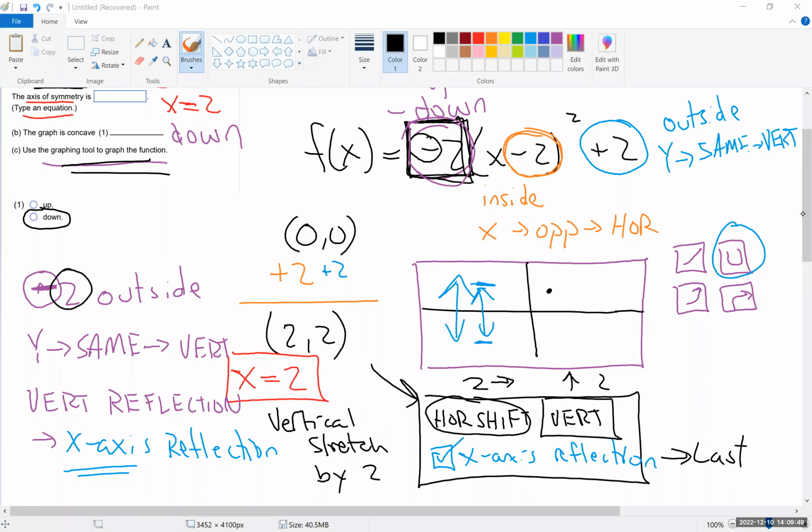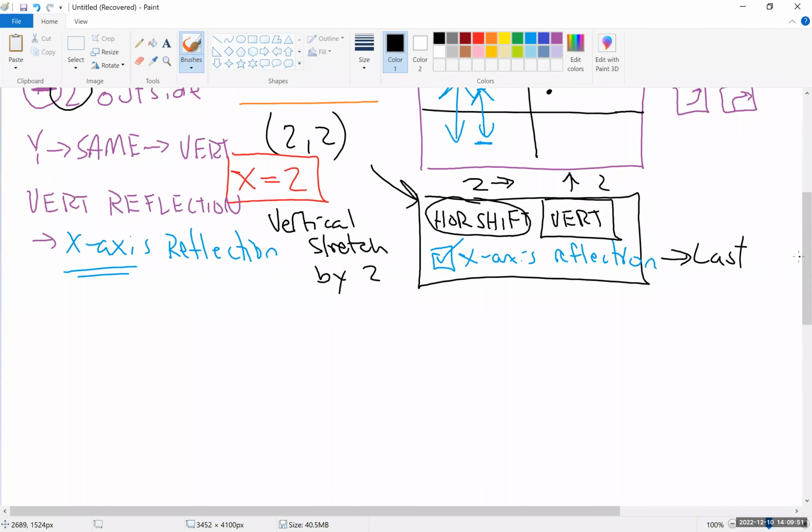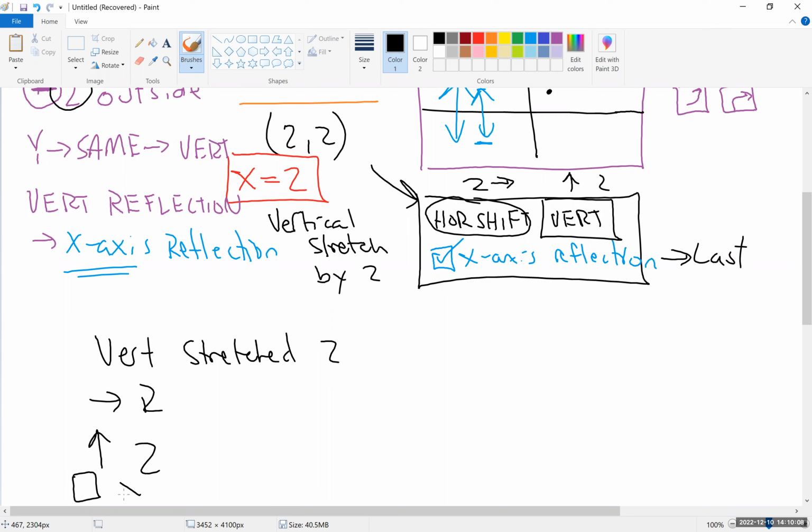All right, I'm just going to write out all the transformations that we have here and the order that you have to put them. The first transformation is vertically stretched by 2. Then you have to put that it goes to the right 2, and then it goes up 2, and then you check the box that says x-axis reflection. Okay, all right, let's pause here. There we go. Hopefully that clears up any questions.